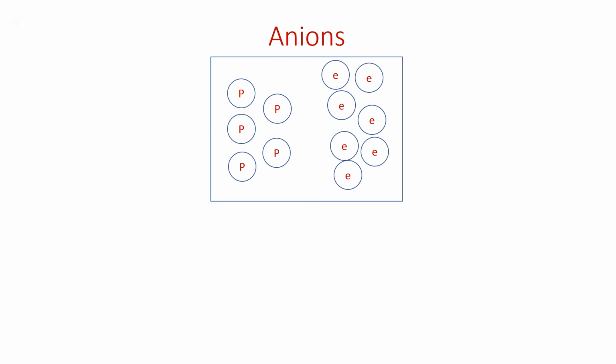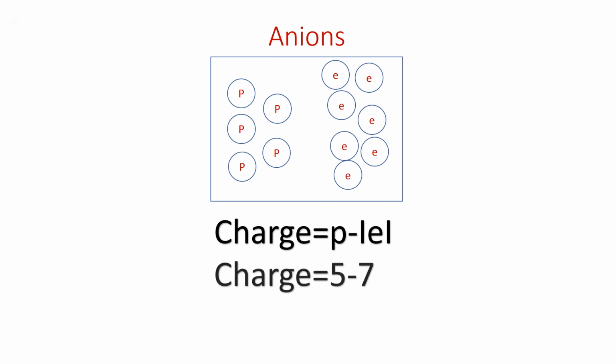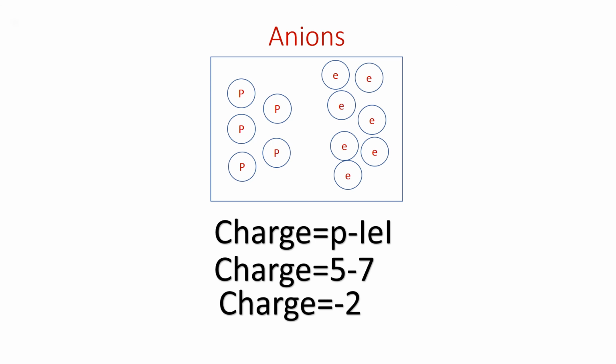Let's now take an example for an anion. This figure contains 5 protons and 7 electrons. Since the number of protons is less than the number of electrons, it's an anion. Now if we want to calculate the charge, we apply this rule. Number of protons minus the number of electrons. So 5 minus 7 gives minus 2. The charge is minus 2.